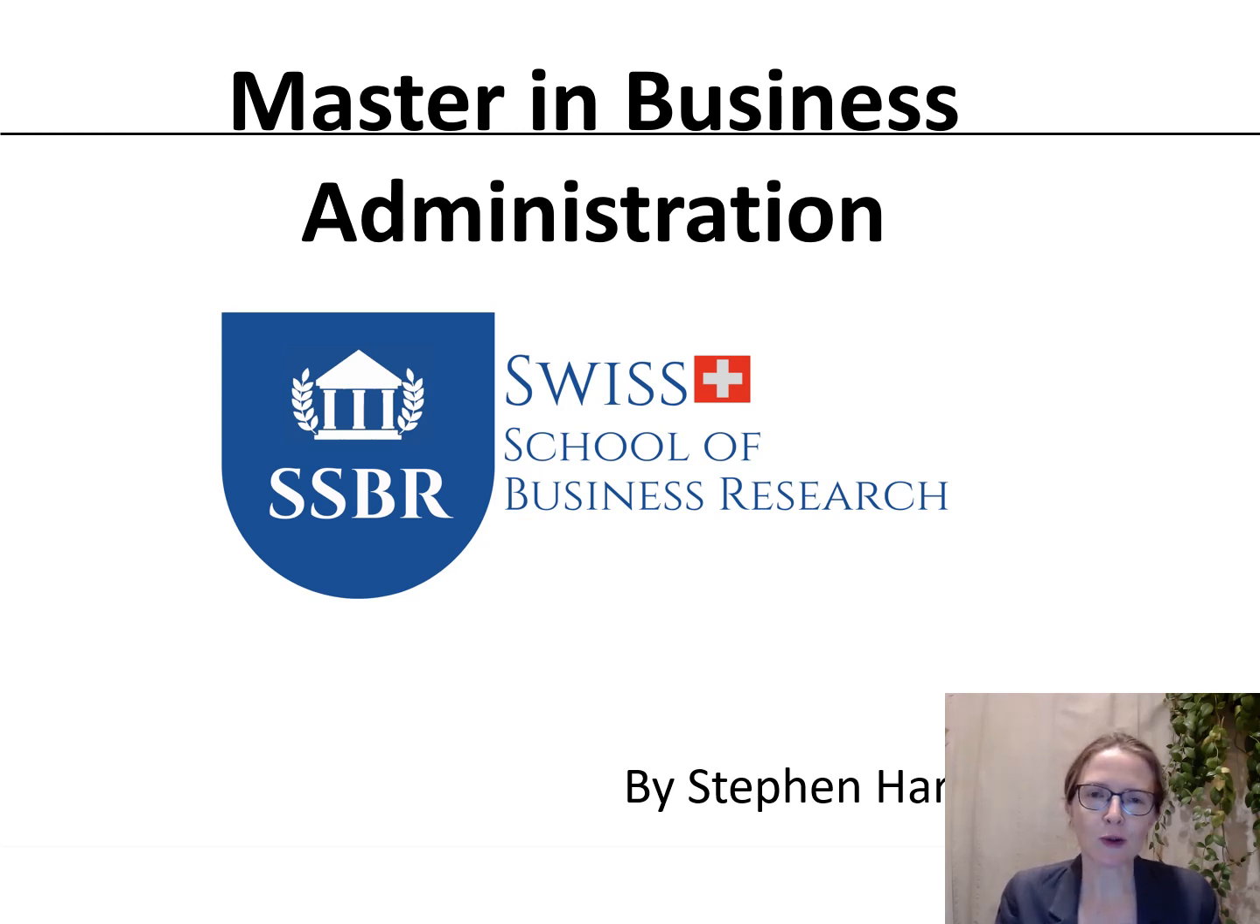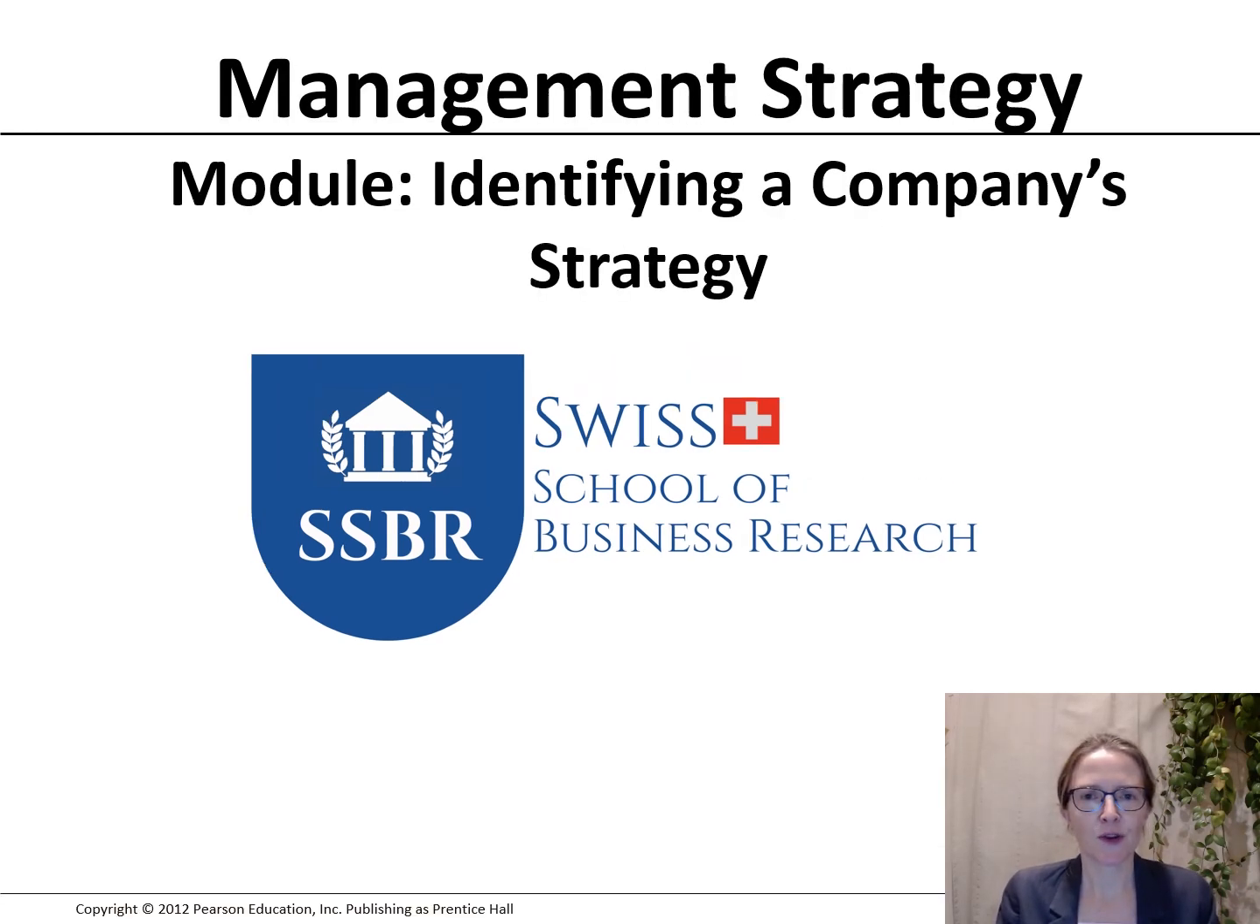So in the last module we studied strategic choices and different types of strategies. This fifth session is all about identifying a company's strategy. Before we continue, see if you can pause the video and, taking into account everything that we've studied so far, think about what we need to consider when identifying a company's strategy.